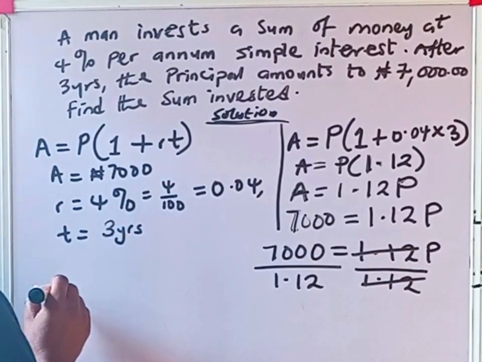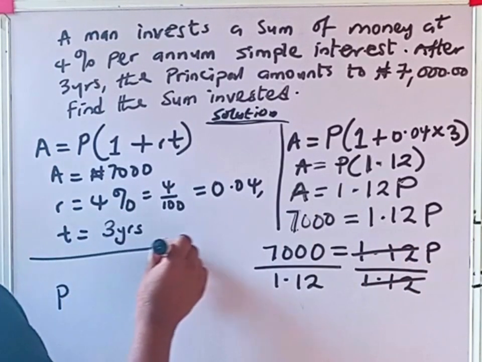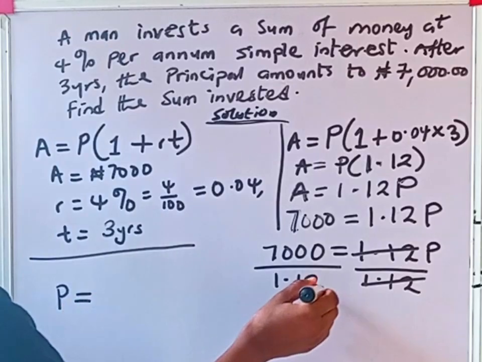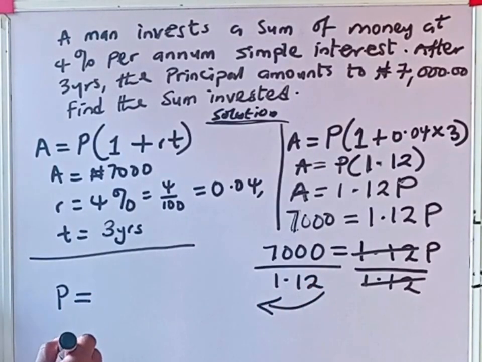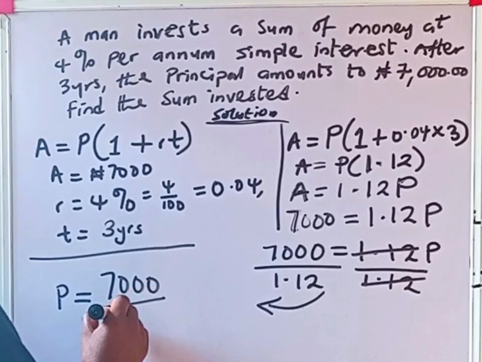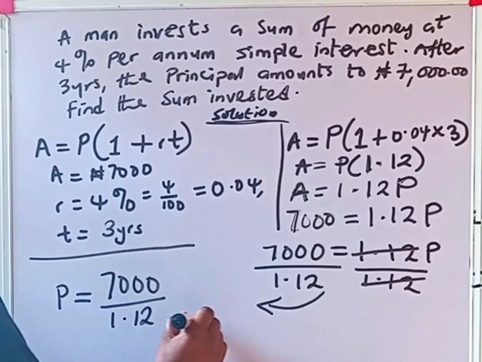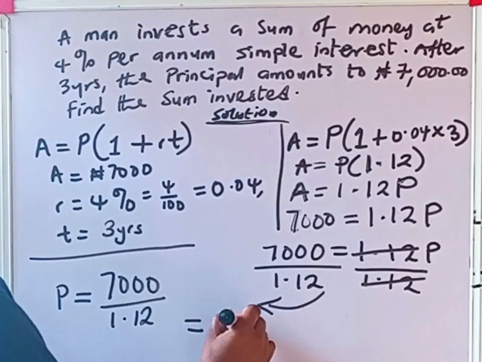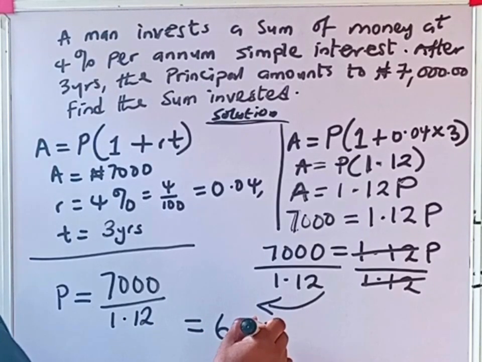Our P, therefore, is equal to, so you follow me closely, 7,000 over 1.12, which will give us our answer as 6,250. This is our principal.